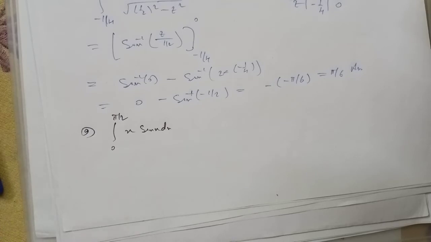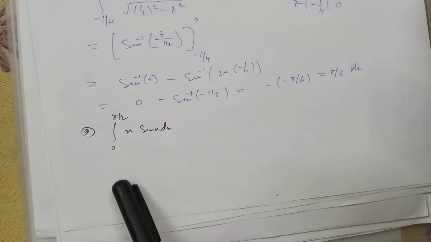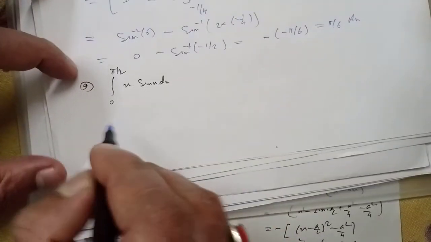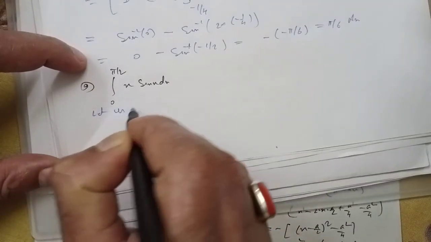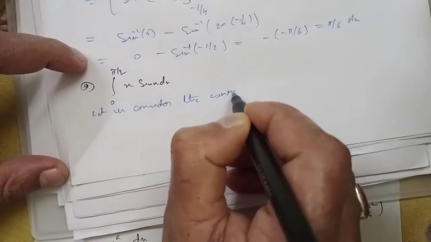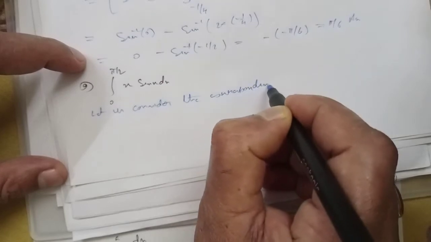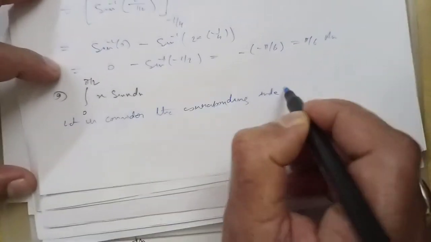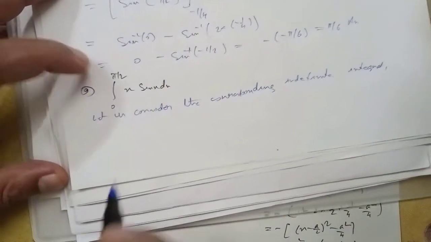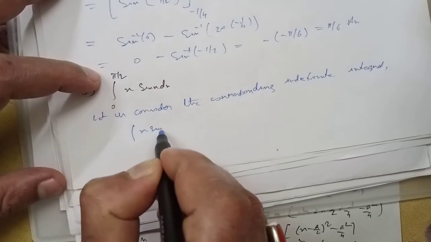Look, here you have to do by parts. So it's my suggestion, when in case of definite integral you have to do by parts, then first consider the corresponding indefinite integral. Okay, write in this way. Let us consider the corresponding indefinite integral. That is integration x sin x dx.